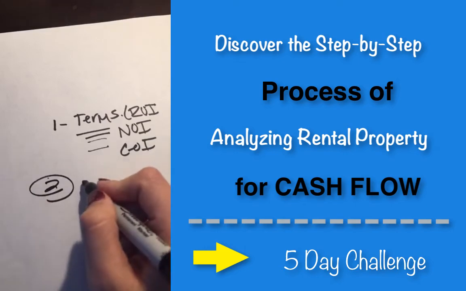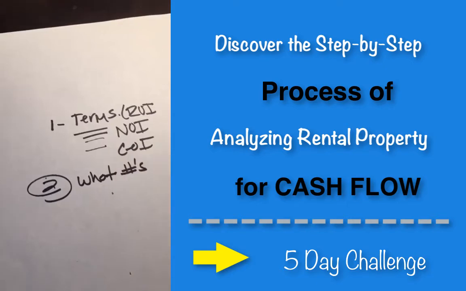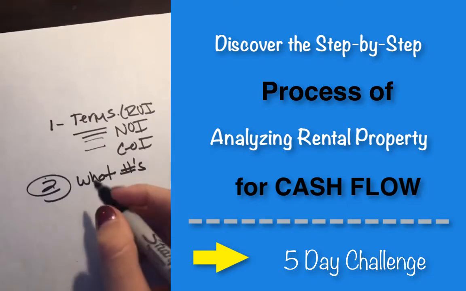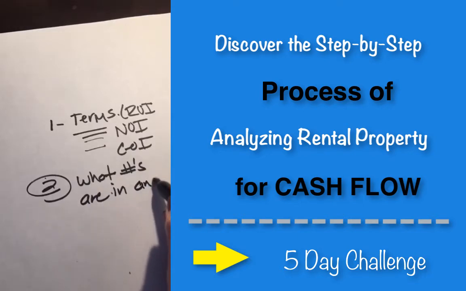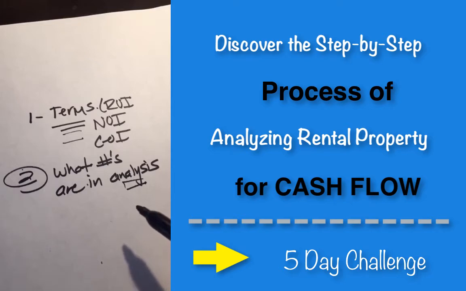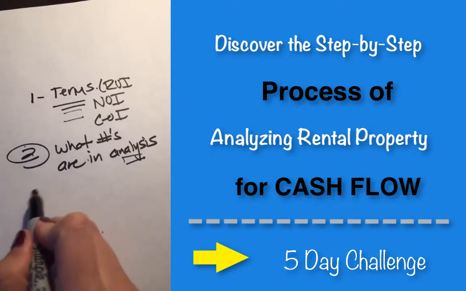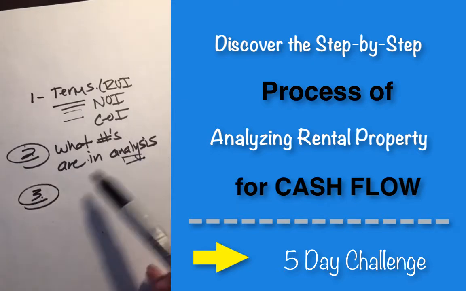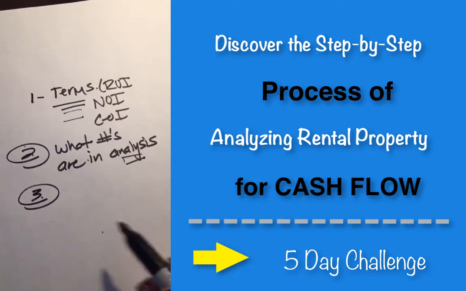Day 2, we're going to focus on what numbers are actually included in an analysis, because you can't run an analysis unless you know what numbers need to be included. We're going to show you what exact numbers you need in order to run a proper analysis, and where to find them, so that it can be a super easy process for you in the future. Whenever you're ready to run a property analysis, you'll know, like the back of your hand, what numbers you need in order to run a proper analysis.